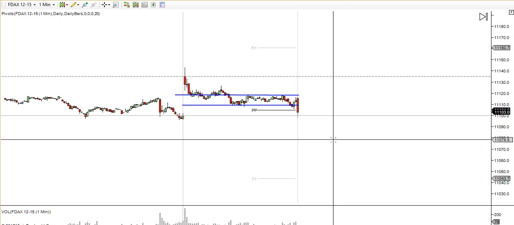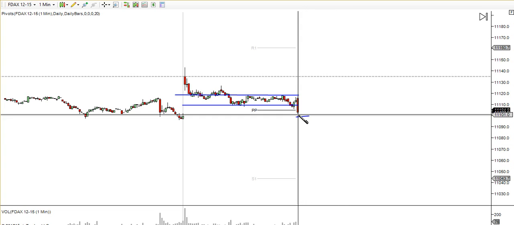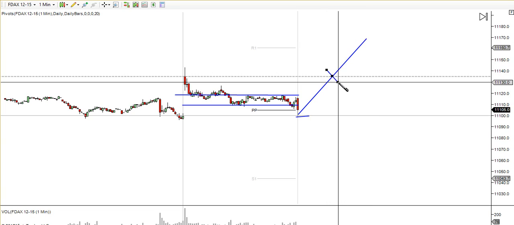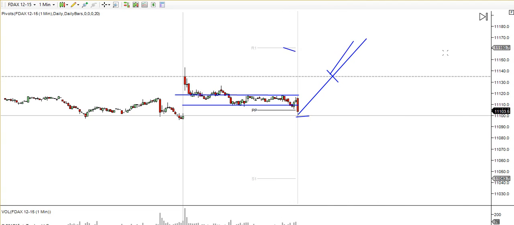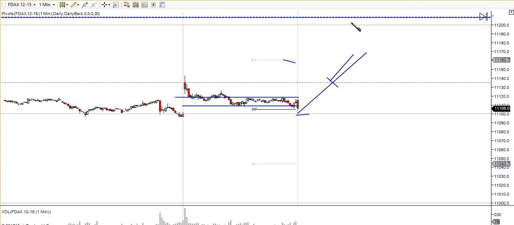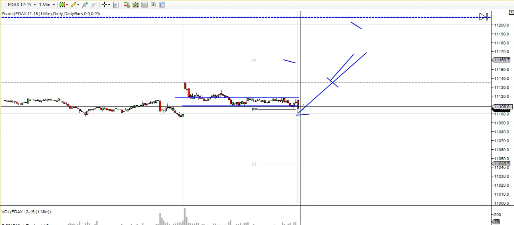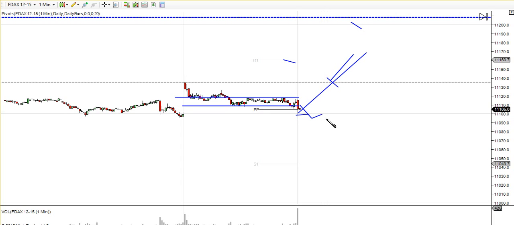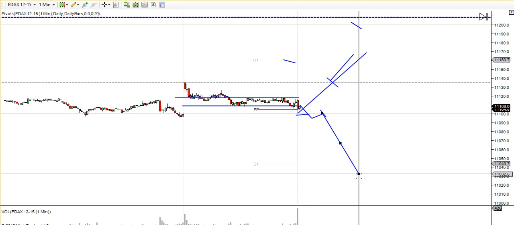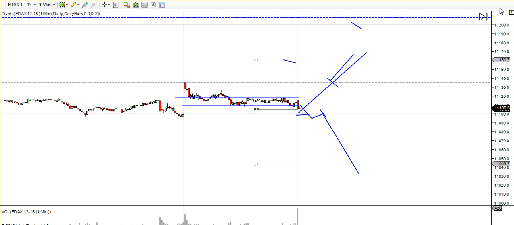Okay, initial support here. Let's see if this support can hold and then we rally higher and break out of the day's open price, then rally up to resistance 1 initially and then up to the 200s. Or if this is just going to break to the downside, then find resistance at the 100s and then sell off lower.